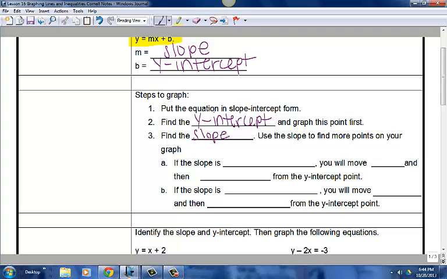So once we graph your y-intercept, we'll use our slope, rise over run, to find more points. If the slope is positive, we will move up and then right from the y-intercept point. If the slope is negative, we're going to move down and then right from the slope-intercept as well.